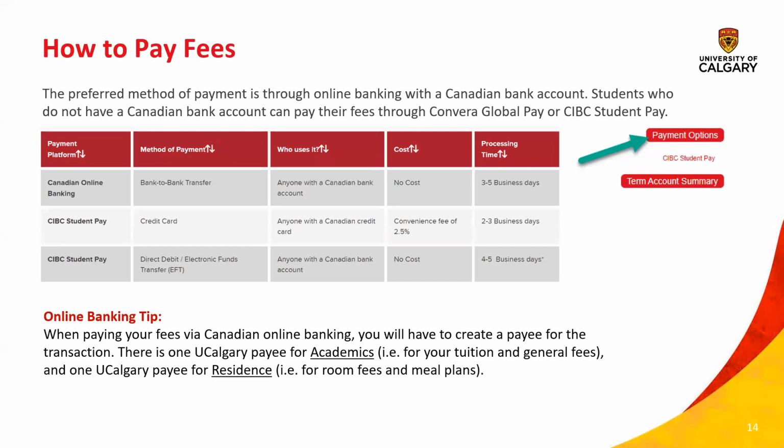There's going to be one listed in your bank for academic charges, for tuition and general fees, and another listed there for residence charges, for room fees and meal plans. Through all of the methods of payment, you would have to pay your academic charges to the academic payee and your residence charges to the residence payee. If we make all of the payment towards one of the accounts, that's okay. We can always correct that after the fact, but we do want to make sure we're making those payments correctly, because it can take some time to correct those scenarios.